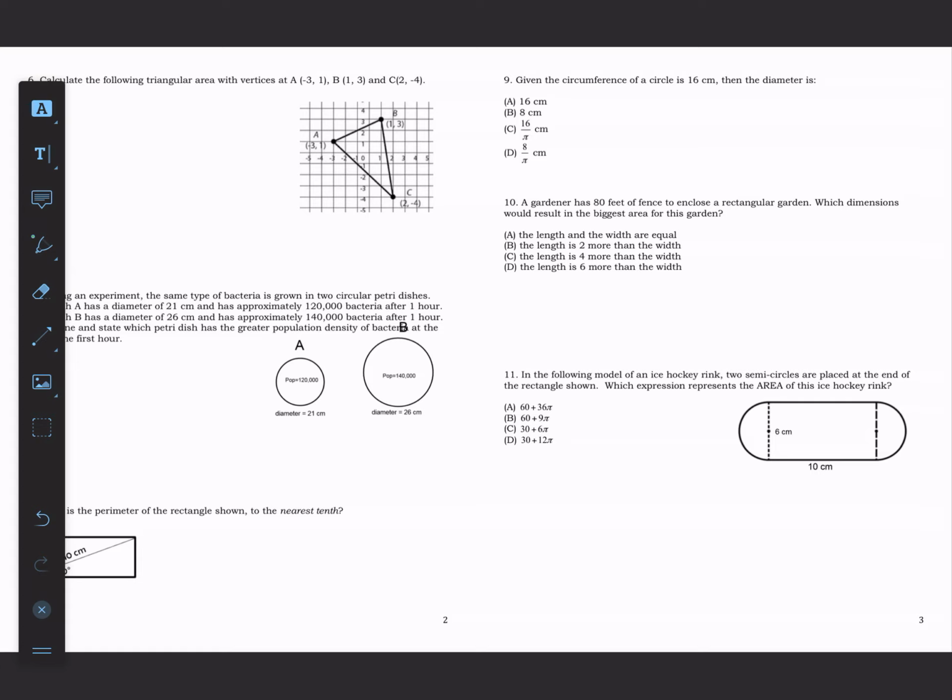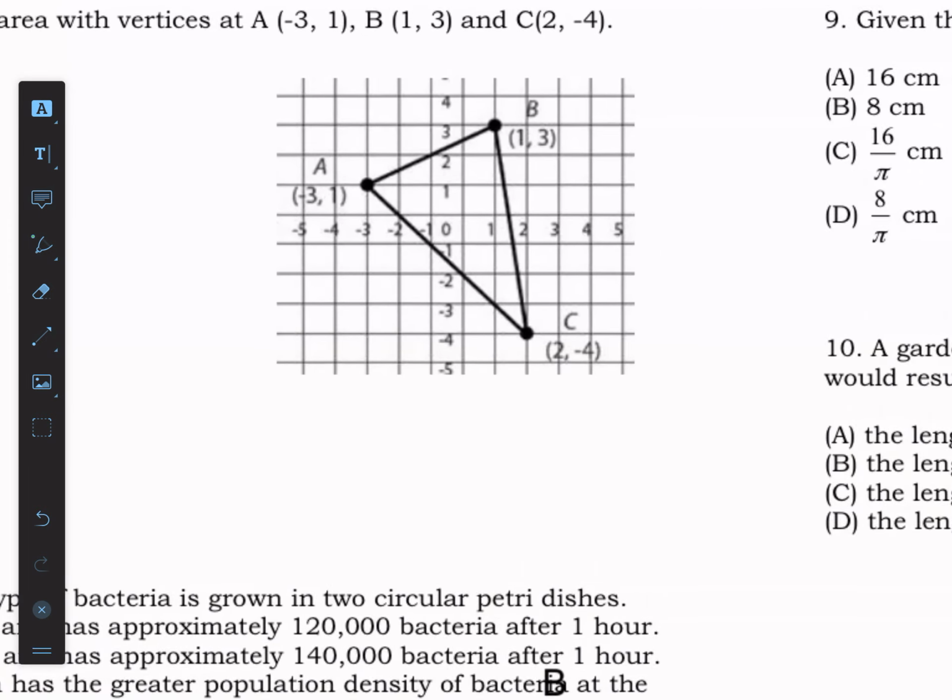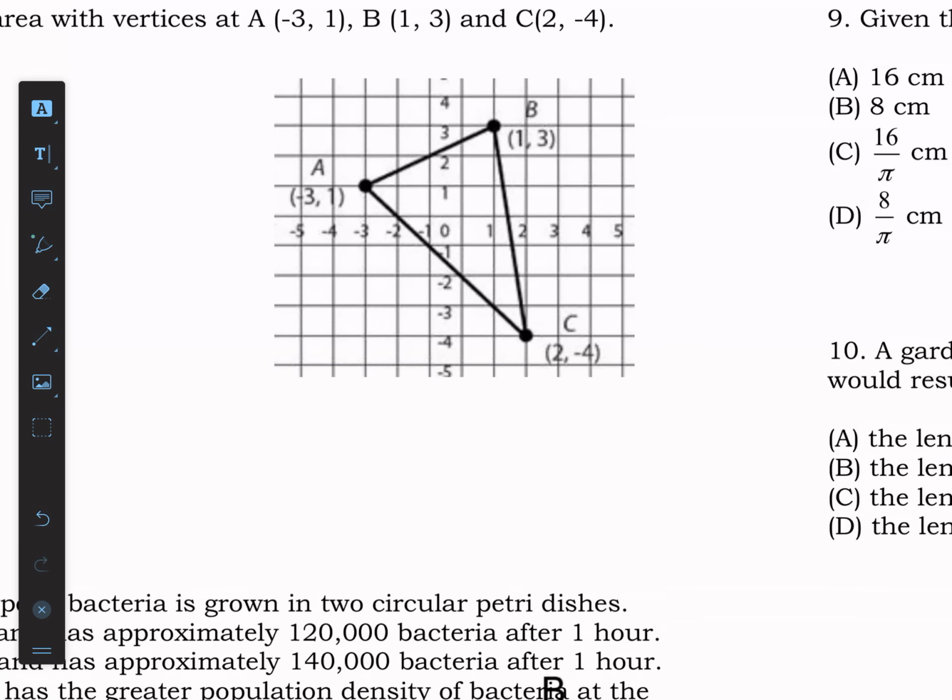Okay? All right, let's look at number 6. So calculate the following triangular area with the following vertices. Okay, so this is one of the problems where we can't count the boxes to actually see what the base and the height are of this triangle. So in order to do this, what we're going to start off by doing is drawing a rectangle around our triangle.